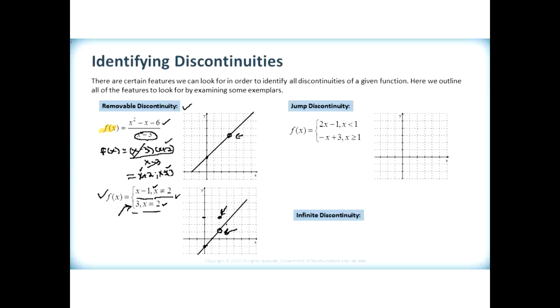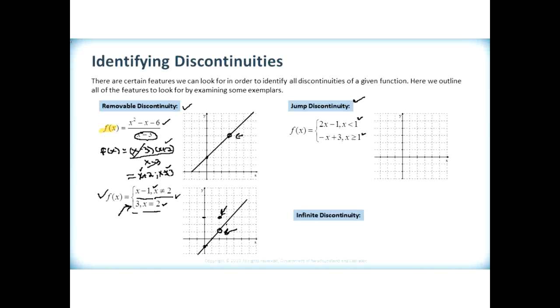The third type, or the second type we have here, is a jump discontinuity. And there are lots of different ways we can get those. We can get those with certain step functions, we sometimes call them, like the greatest integer function. But most commonly, we see jump discontinuities defined by piecewise functions as well. So here we have a piecewise function that's defined on two different intervals. X is less than 1, or it's greater than or equal to 1.